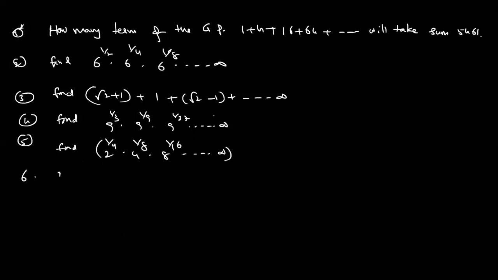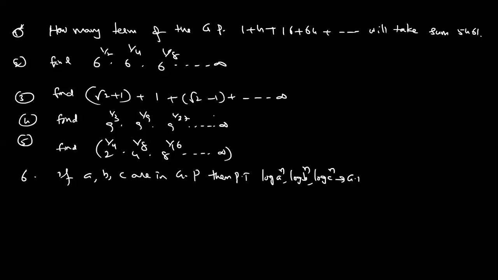Sixth one. If A, B, C are in GP, then prove that logarithm of A power n, logarithm of B power n, logarithm of C power n are in AP. Logarithm means converse is also possible. Tell me.